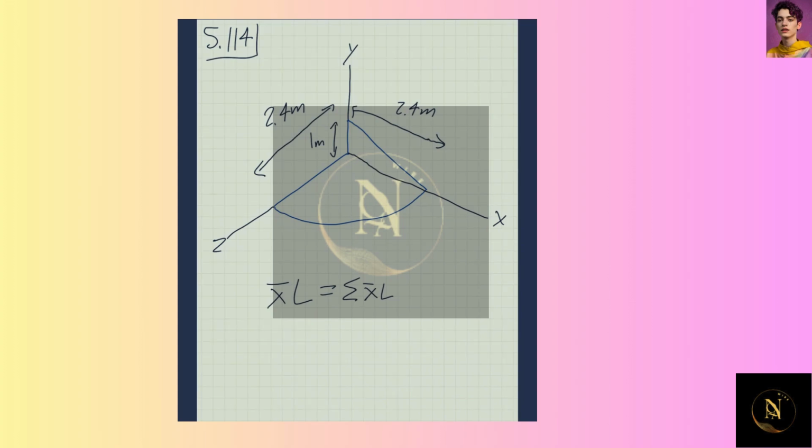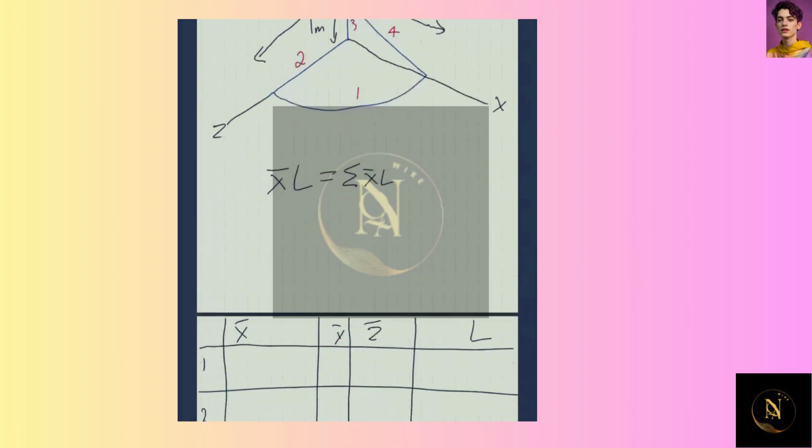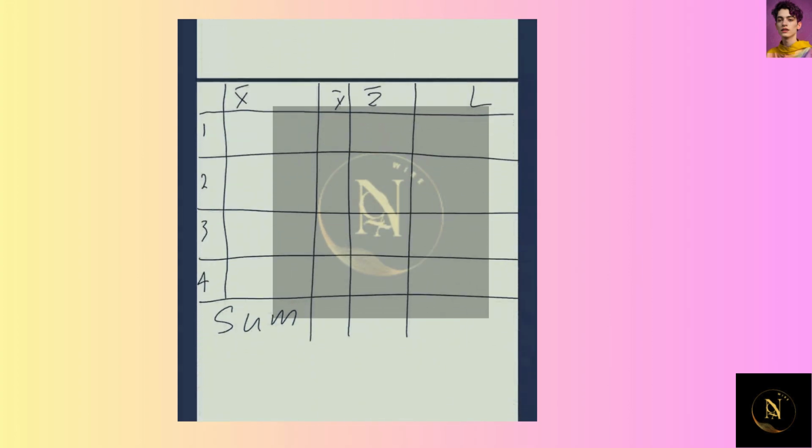And we'll split it into four components. We have this curved piece, which I'll label number 1. This straight piece here, number 2. I'll call the vertical piece 3, and the diagonal piece between y and x 4.